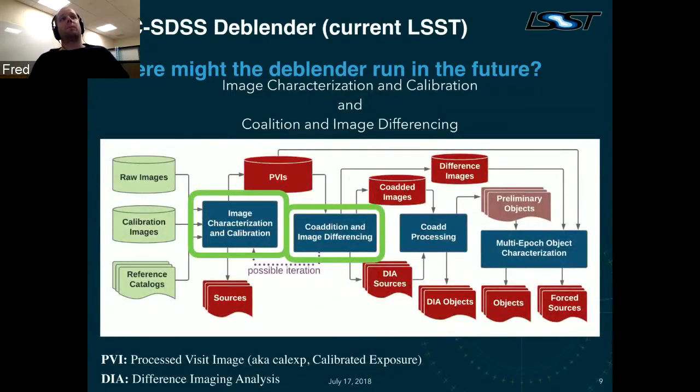So where might the deblender be run in the future? In addition to the coadd processing and the multi-epoch object characterization, we may also throw deblending into the image calibration and the image differencing. And we'll see a little bit later, if we want to do anything in crowded fields, then there may be some iterative process in here that includes deblending.